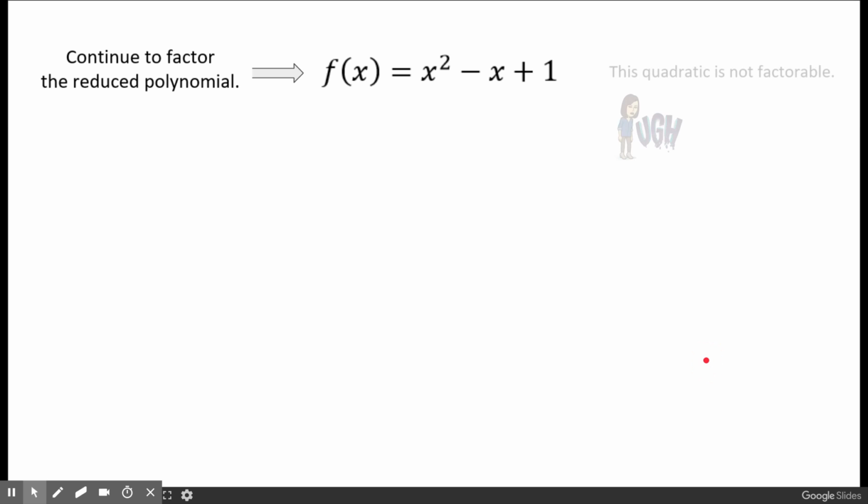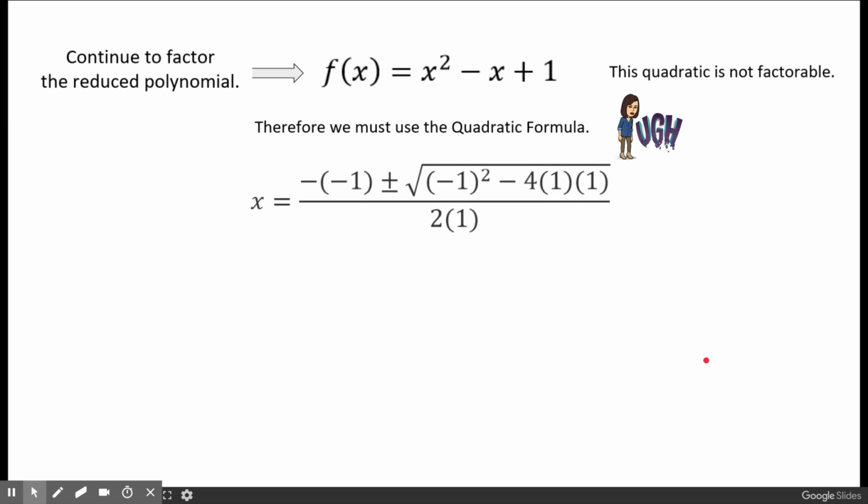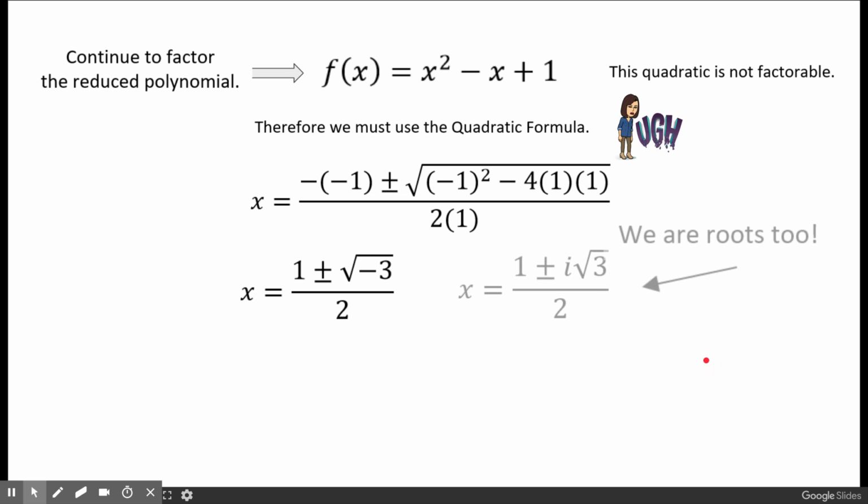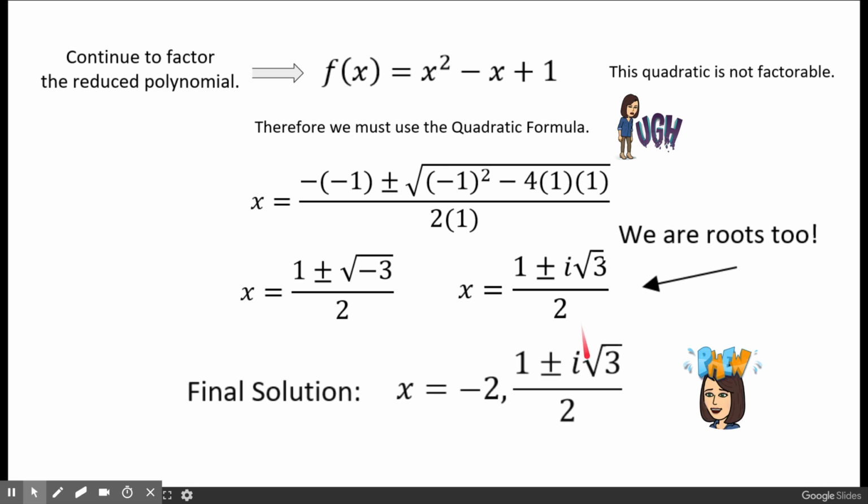We're going to have to now solve that. Well, unfortunately, this quadratic is not factorable. We're going to have to use the quadratic formula. So we go ahead and substitute our numbers into the quadratic formula and simplify, and we get 2 more roots. We get 1 plus or minus i root 3 over 2. These are also roots. So our final solution for that example gives us these 3 roots.